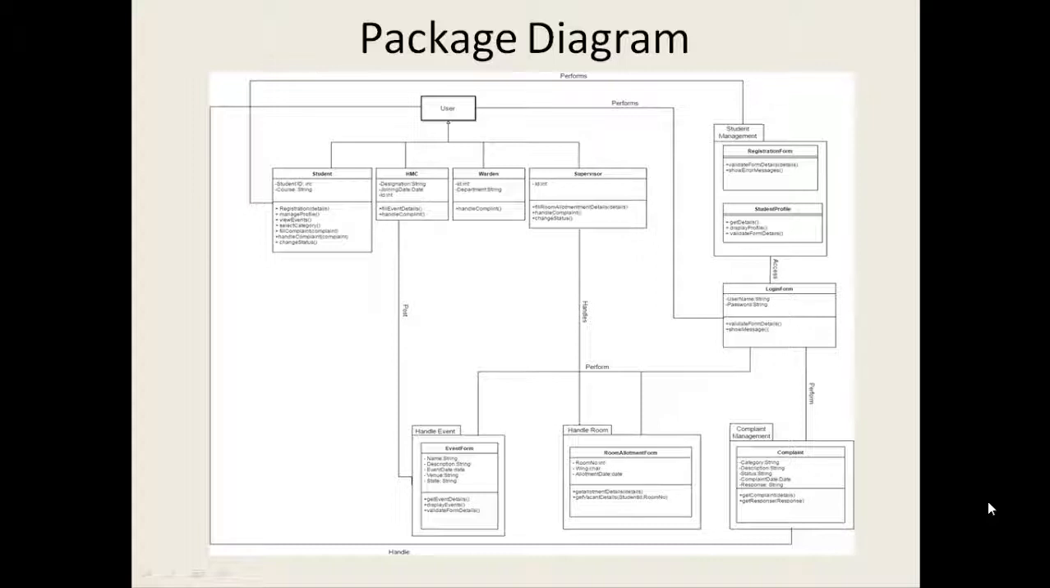Here there are four users: student, HMC, warden, and supervisor. Here we have to divide all the process into a package for a related process. You have to make a package of all related processes into one, which means used to group together elements that are semantically related. Here registration form and student profile are in one package.